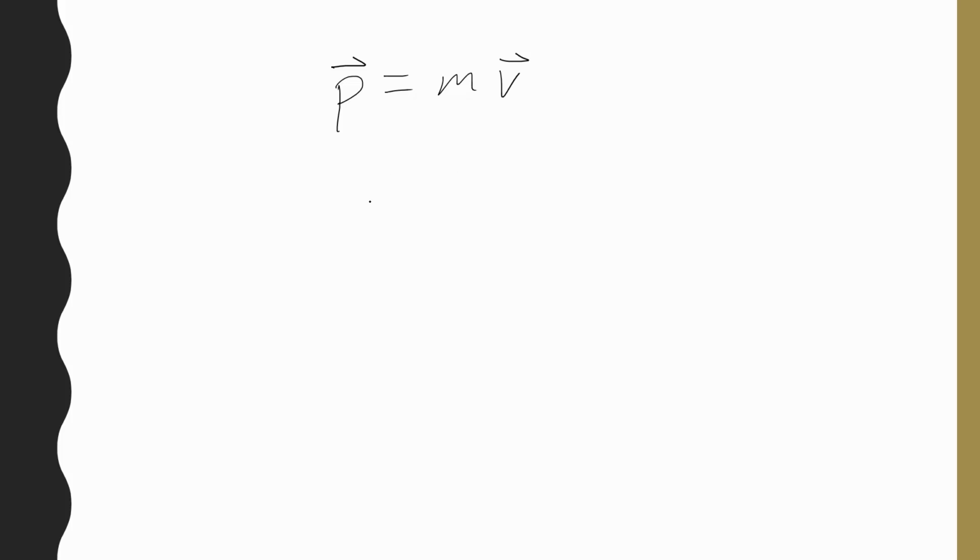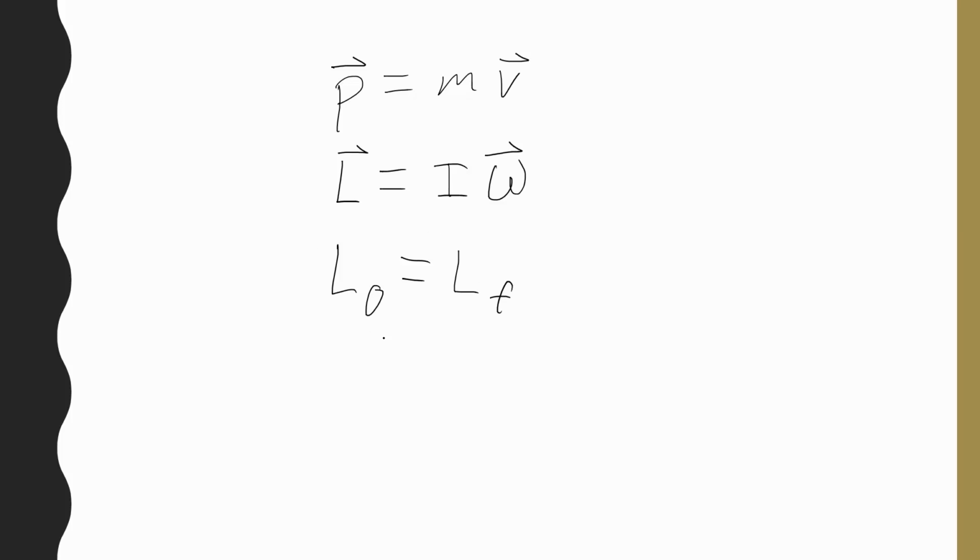You might be able to guess the angular analog. Instead of mass, we're going to have moment of inertia. Instead of velocity, we're going to have angular velocity. And instead of a p, you guessed it, an L. Where that comes from, I have no idea. But this is also a vector quantity, and it is also conserved. So we can say that the initial angular momentum equals the final angular momentum.